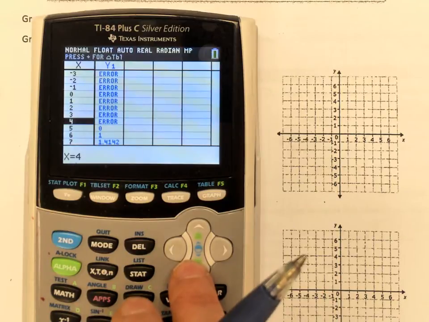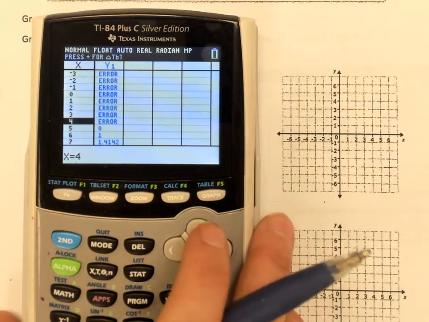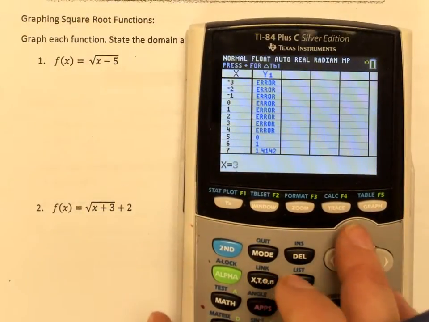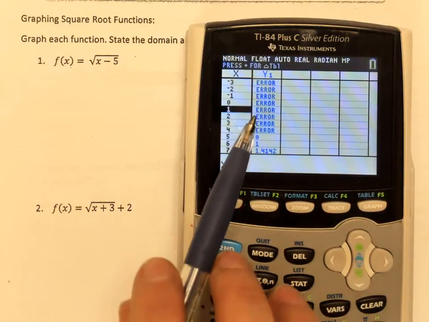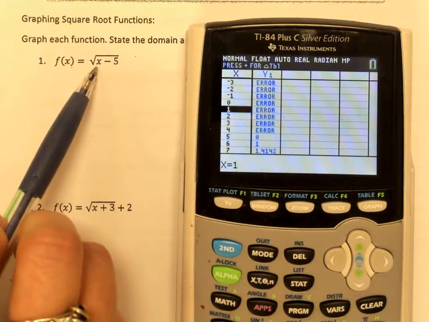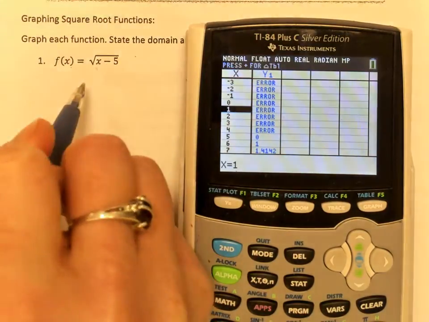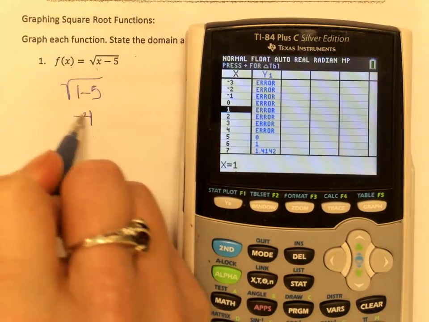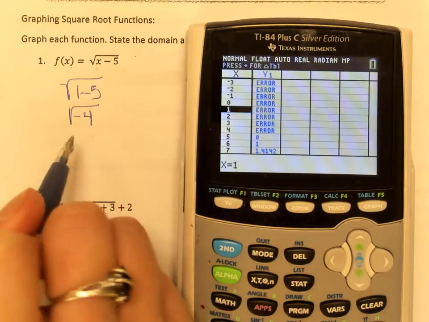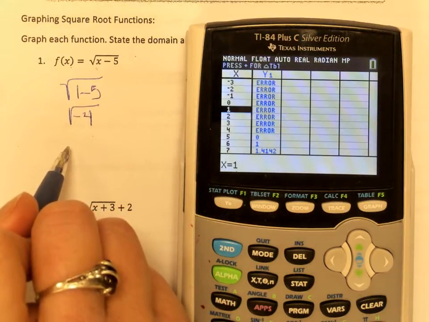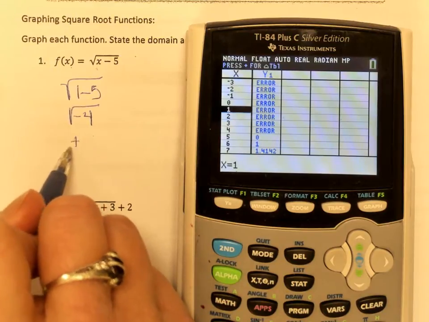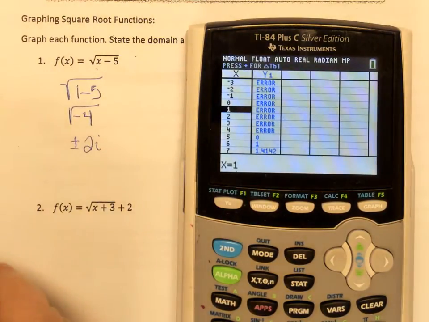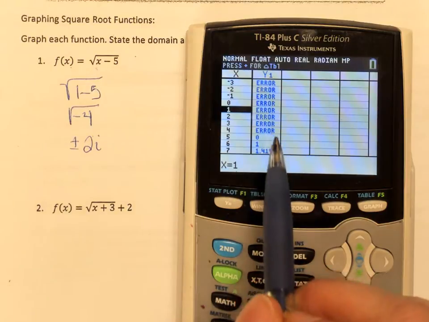Okay, there's a whole bunch of errors, right? Because what would happen, let's say I plug in 1, okay? What's 1 minus 5, guys? Negative 4, right? And what's the square root of negative 4? Plus and minus 2i, right? It's imaginary. That's why you get all these errors right here.